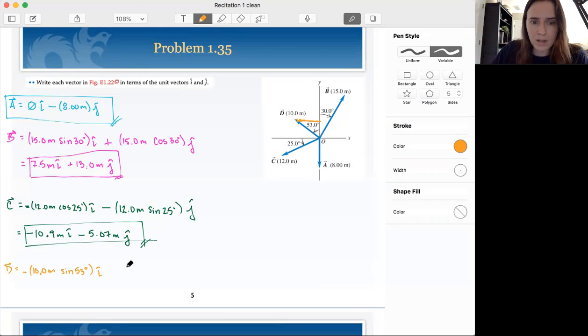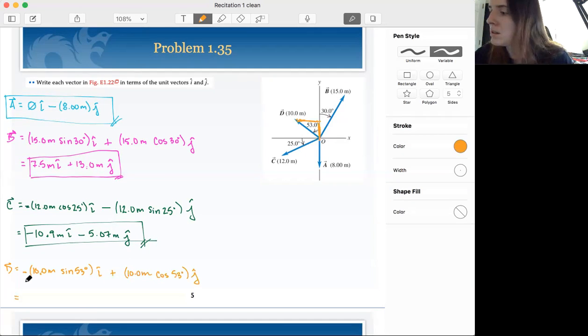And then our y direction is going to be 10 meters. Now we're looking at the adjacent, so that's going to be cosine of 53 degrees j hat, and that's pointing up, so that's going to be plus. So 10 sine 53 is going to be negative 8 meters plus 10 cosine 53, 6.02 meters j hat.